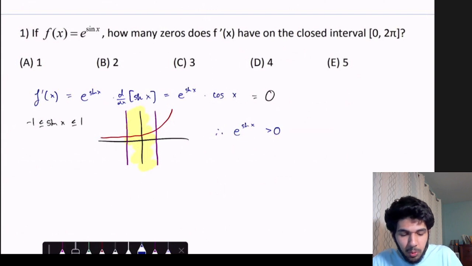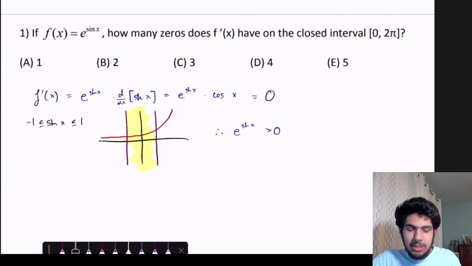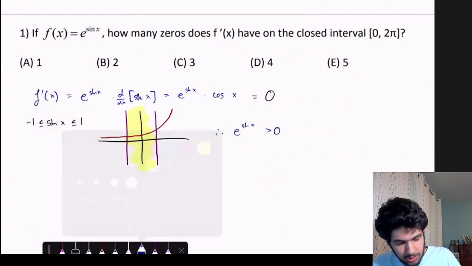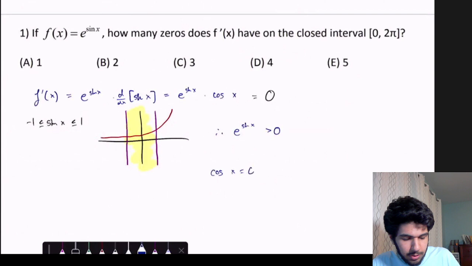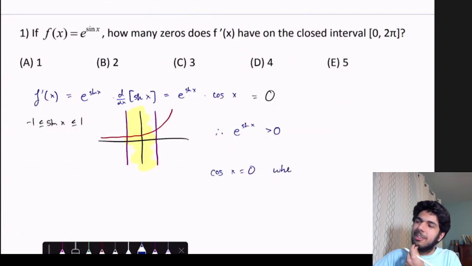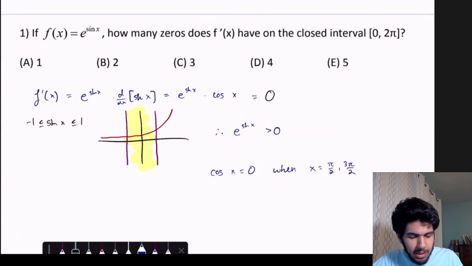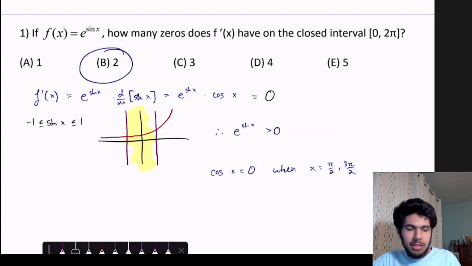So that means the only time this function up here will equal 0 is when cosine of x equals 0. So cosine of x equals 0 when, well, we have to think about our unit circle, and that's when x equals pi over 2 or 3 pi over 2. And so there are 2 points where f prime of x equals 0, so our answer is b equals 2. And remember, we're looking on the interval here, so that's why these are our only 2 zeros.